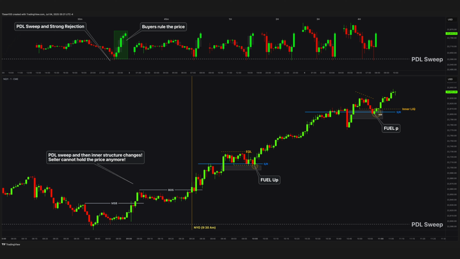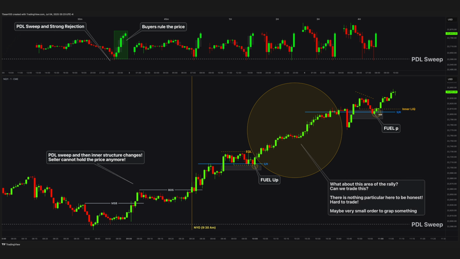Now one question remains here. Can we trade this area in between? Well, if you carefully look at it, what are we going to trade here? In my opinion, there is no concept here. Nothing I see clearly, to be honest. The only thing you can do in this in-between area is probably jump into a rally with a small order to grab some cash from the movement and the momentum itself. That's it.